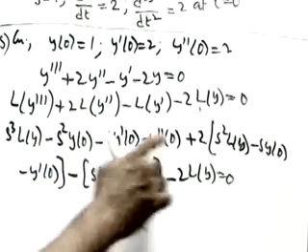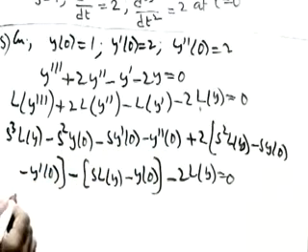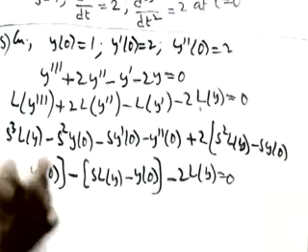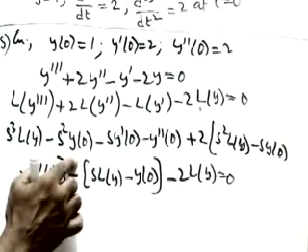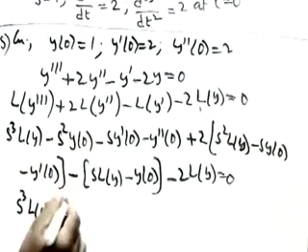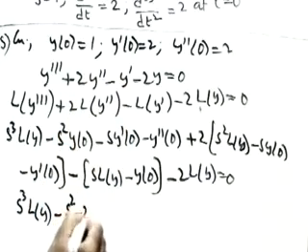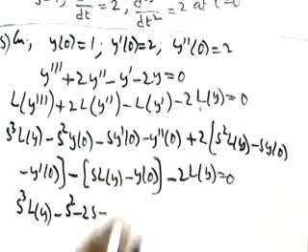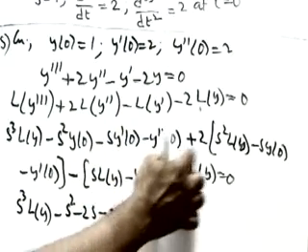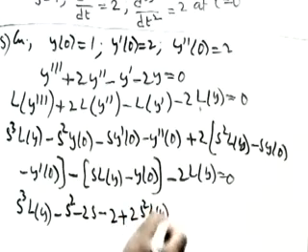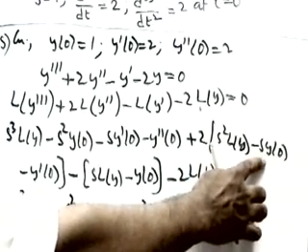Now let me substitute the values of y naught, y dash naught, y double dash naught. I am writing this as it is. See here, s cube into Laplace of y minus s square into y naught. Value of y naught is 1, so 1 into s square is s square. y dash naught is 2, so minus 2s. Minus y double dash naught is 2, plus 2 into s square Laplace of y, that is 2s square Laplace of y.